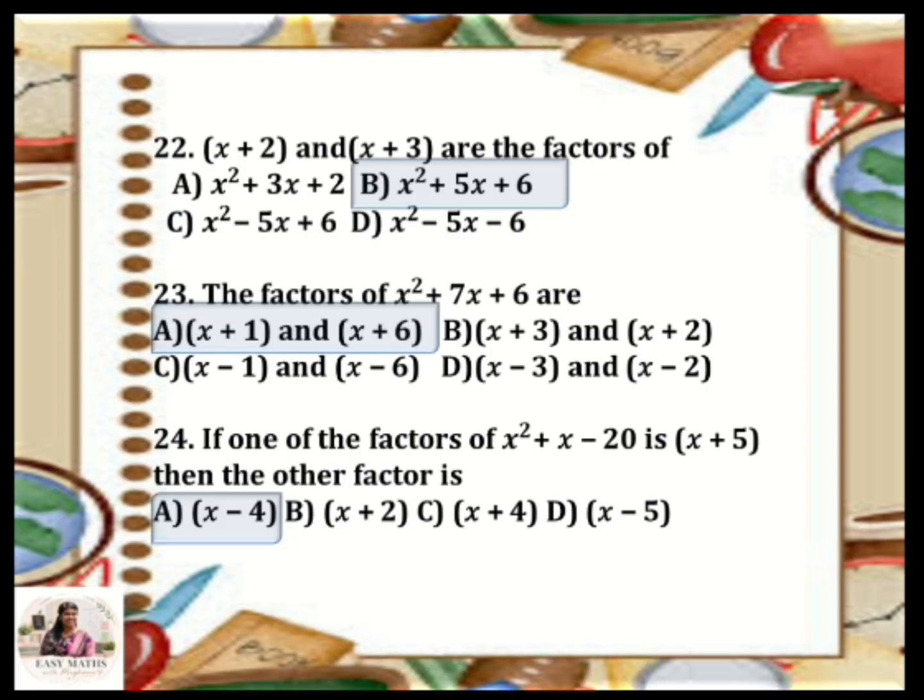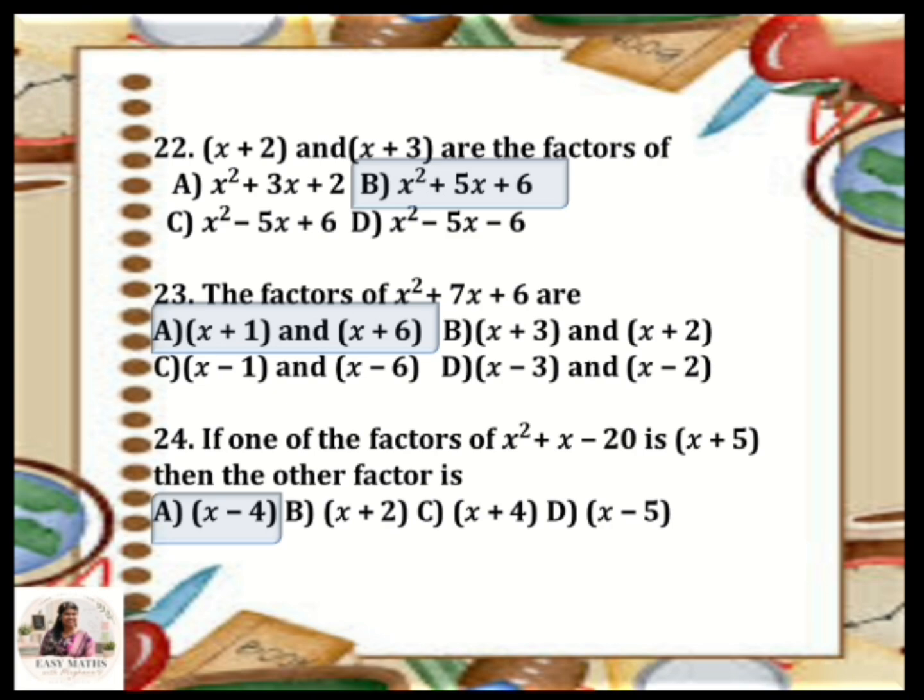So first step, multiply the first and the last term. X square into 6 is 6x square. If you split, you have to get the answer as 7x. If you multiply the two factors, you have to get the answer as 6x square. So 6 ones are 6, you can take. So you will get the factors as x plus 1 and x plus 6 as the answer. That is option E for the answer of question number 23.